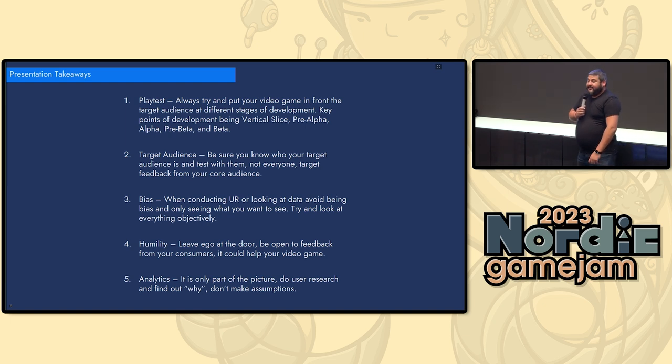Bias. In conducting UR, if you're conducting it yourself, try to be conscious about being biased. Look at the overall picture, step back, look at everything from an objective standpoint. You want to try to get away from being biased and thinking things are this way versus another way and just keep an open mind.